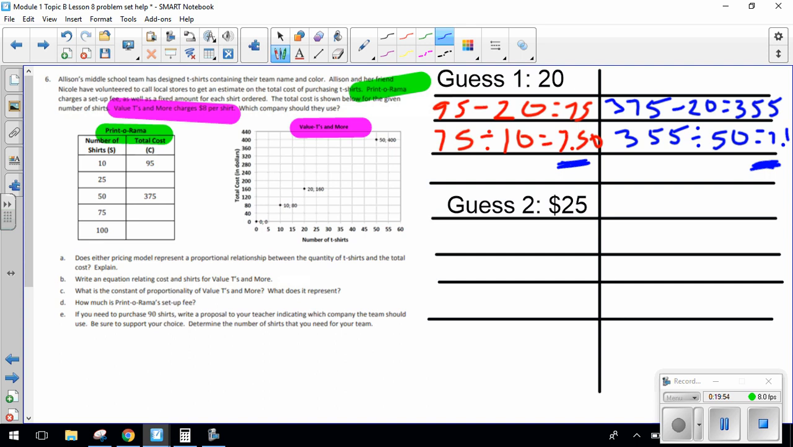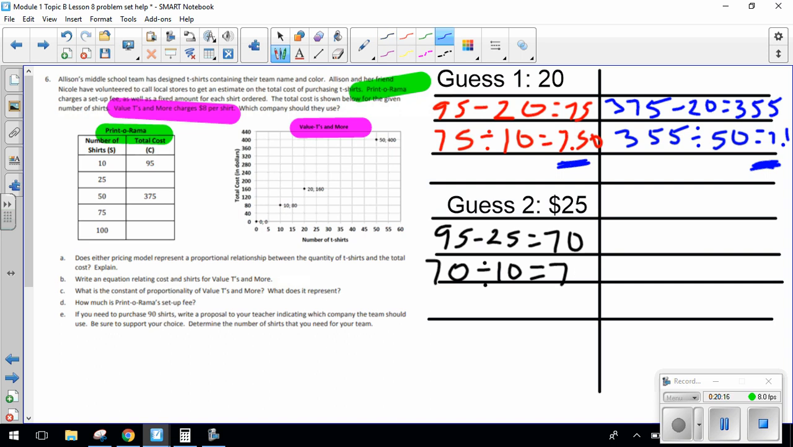So I'm going to go to my second guess and do the same thing. So I'm going to go back to the 10 shirts, $95, and this time I'm going to subtract 25. That leaves me with $70 for the cost of all 10 shirts. So I'll take 70 divided by 10. That leaves me with 7.